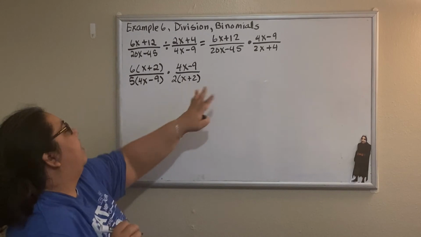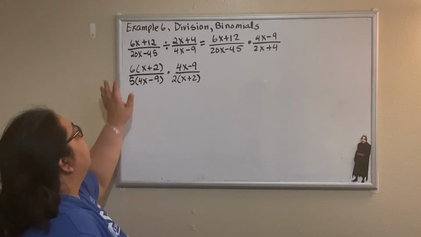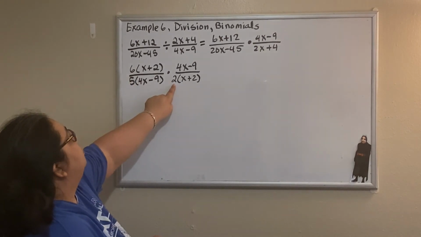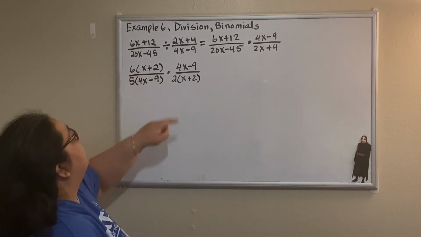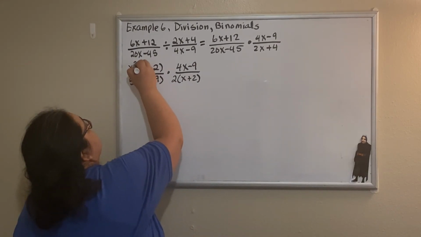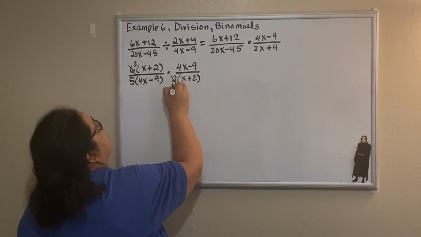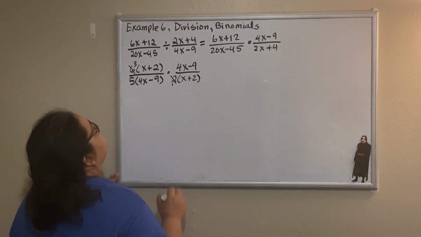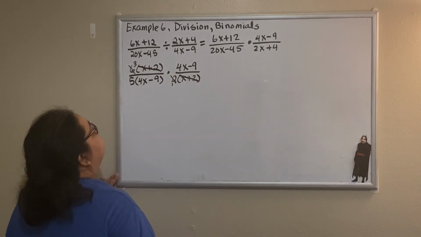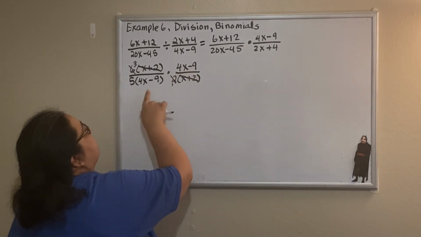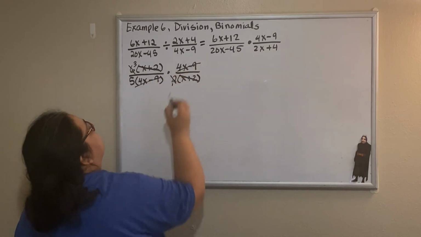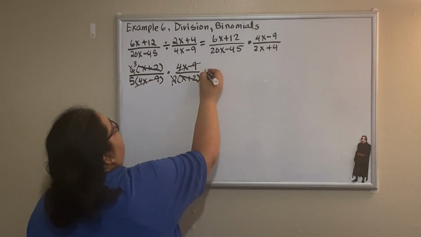Okay, so now we factored everything, and now we check where we can reduce. Notice I have a 6 in the numerator and a 2 in the denominator. They both reduce by 2. So this reduces by 2 and leaves me with a 3, and this reduces by 2 and leaves me with a 1. Then I have x plus 2 and x plus 2. Both of those are going to reduce. Next, I have 4x minus 9, but I also have a 4x minus 9 in the denominator, so those are going to reduce. So now let's write what's left.